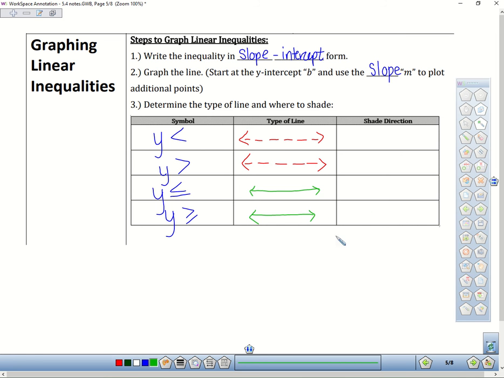So now we're going to talk about shading, where we shade on our line. So we'll draw a little dashed line here.